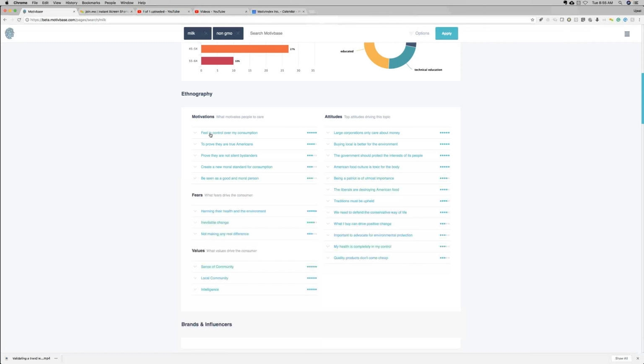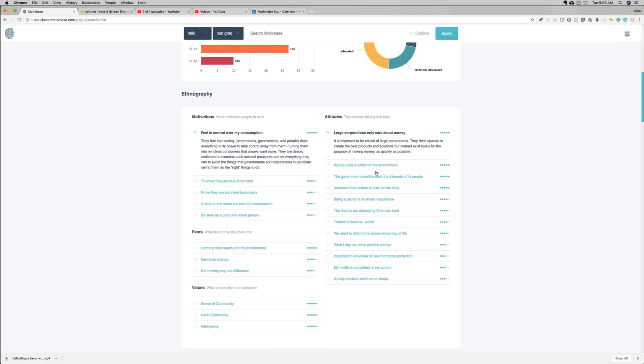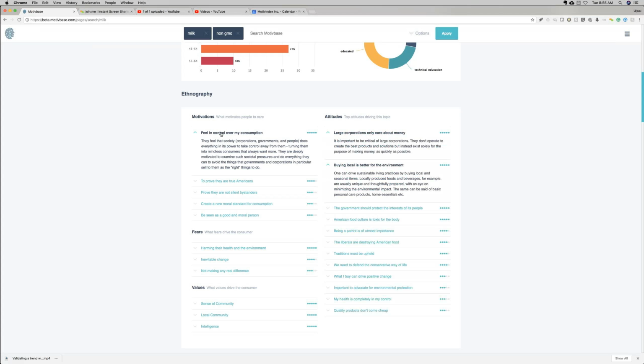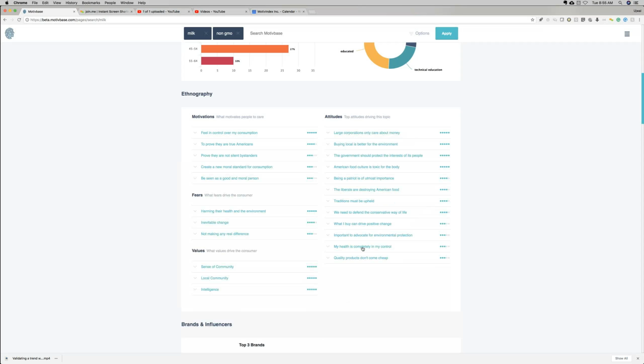So the top motivation is feeling control of my consumption. They feel that society, corporations, governments, people, do everything in their power to take control away from consumers, and this is how they exercise some of their control back. Look at the top attitude: large corporations only care about money, or that buying local is better for the environment. What this straight away does is, if you are evaluating the potential threat of non-GMO milk on your dairy business, it basically gives you an instant blueprint on some of the conversations you need to be having out in the marketplace in order to change people's minds and to ease their concerns around the issue itself.